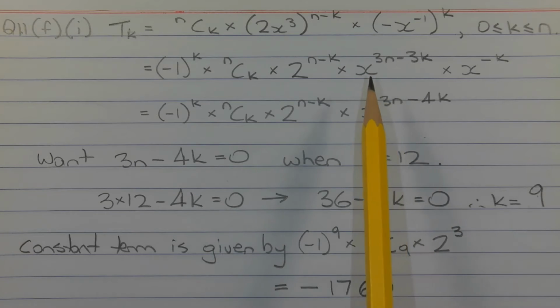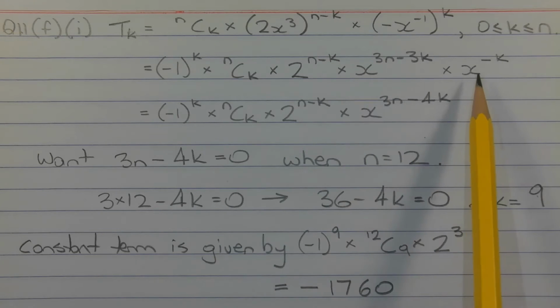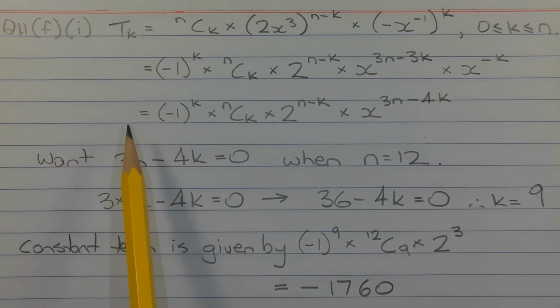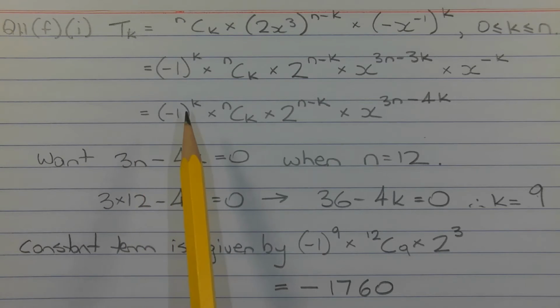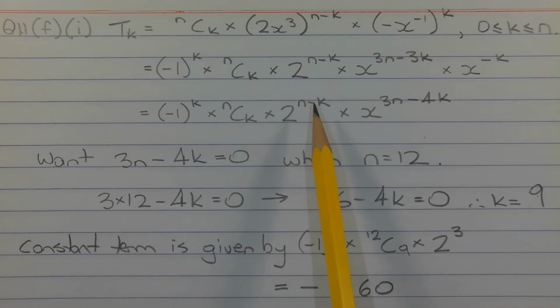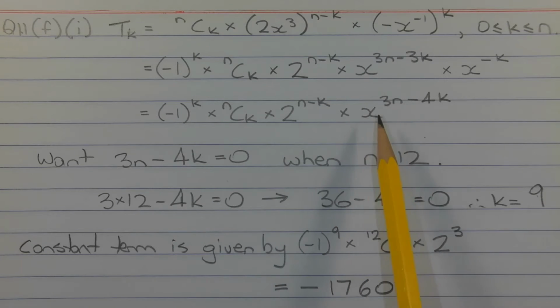Now we're multiplying two terms here with the same base, that is a base of x. So we add these two indices together. So we get tk is equal to (−1)^k times n choose k times 2^(n−k) times x^(3n−4k).